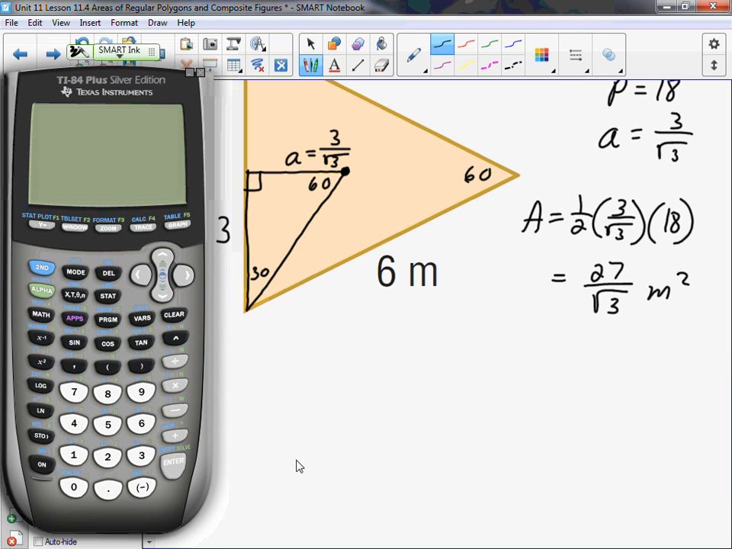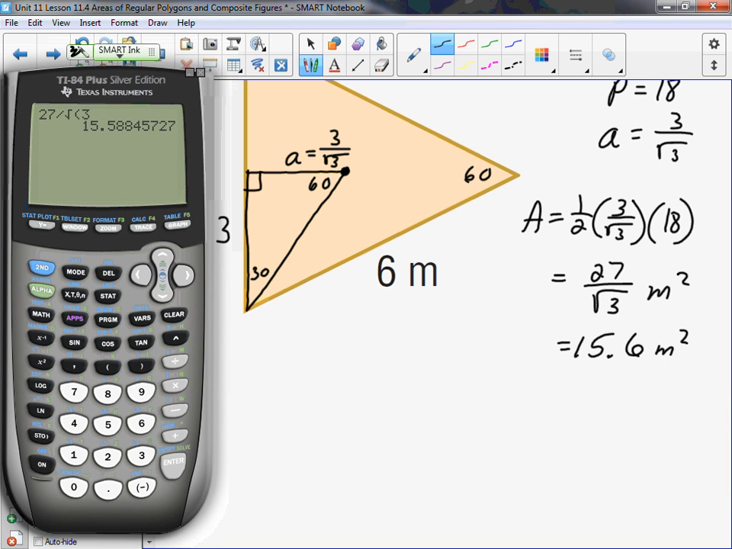Now let's round it to the nearest tenth like the directions told us. So 27 divided by the square root of 3. And I get 15 point what to the nearest tenth? 6 square meters to the nearest tenth. If I was rounding to the nearest hundredth, what would I call it? 15.59. All righty? We good with number 2?